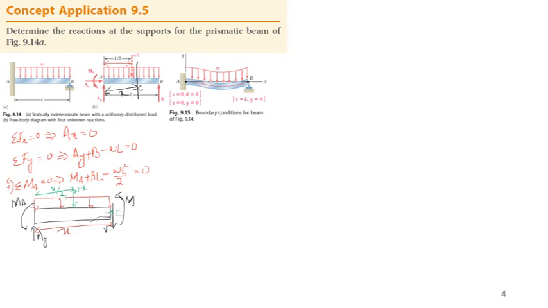So moment about C will be equal to 0. So I can write M plus W x square by 2 plus MA minus AY x is equal to 0.